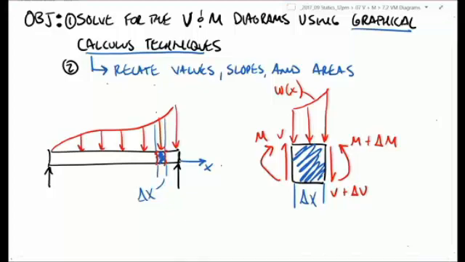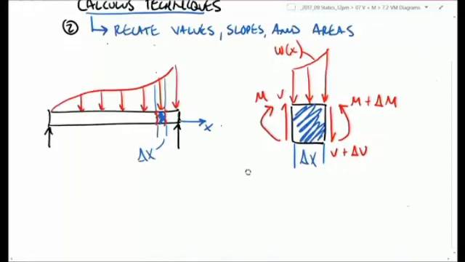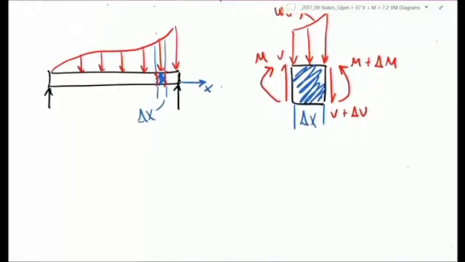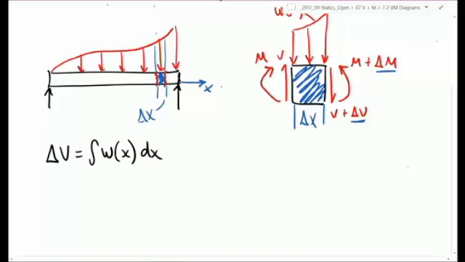So really what we could look at this and say, well, this is a free body diagram, and I could solve this free body diagram. And when you work through the solving of that free body diagram, and really what we do in that is we look to solve for what is delta M and what is delta V, and we find out that our delta V is equal to the integral of W sub x dx.